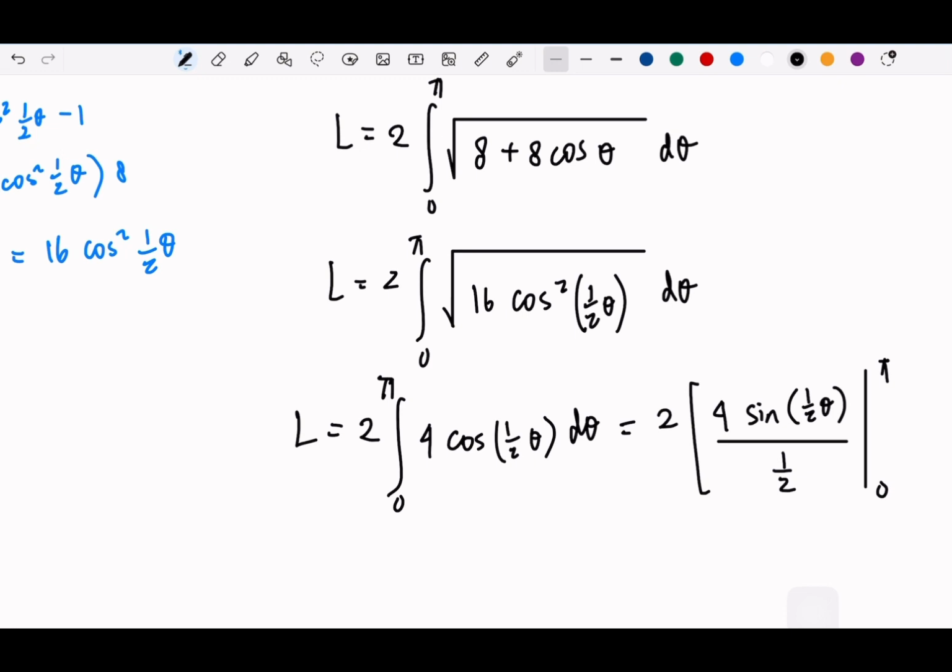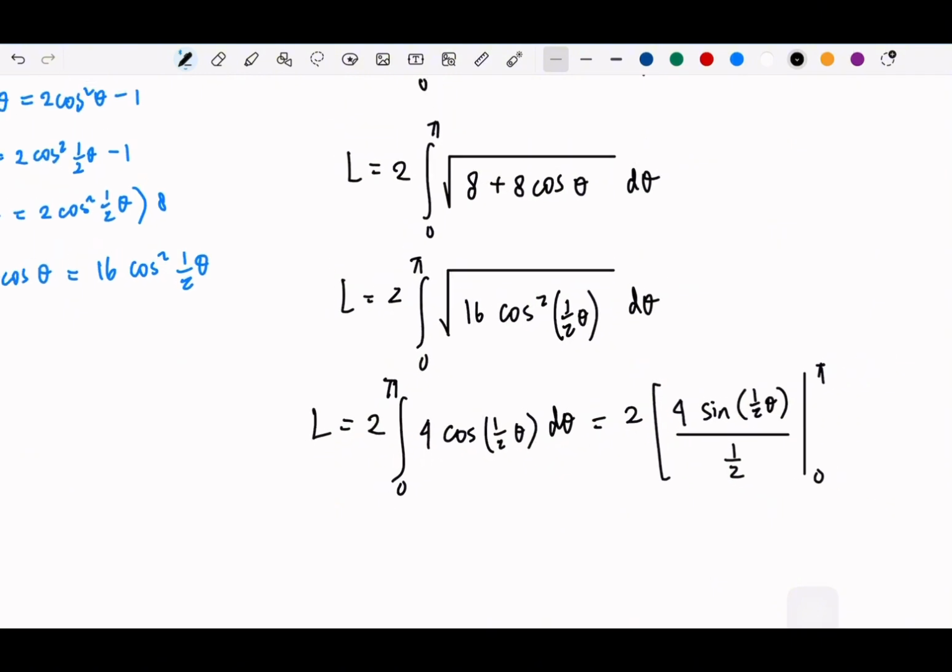So we only take the pi because 0 will be 0. So sine of pi over 2 is 1. So 4 divided by half will be 8. 8 times 2 will be 16. Can you check if using calculator gives you 16? Can you check your calculator? What number did it give you?